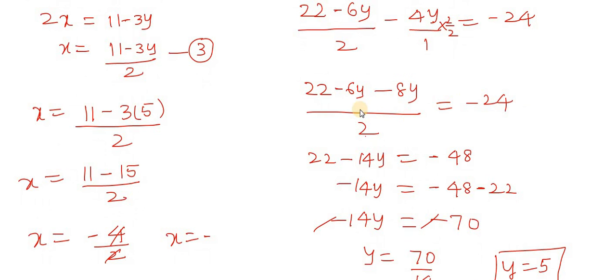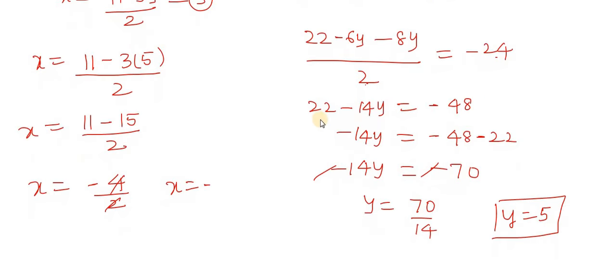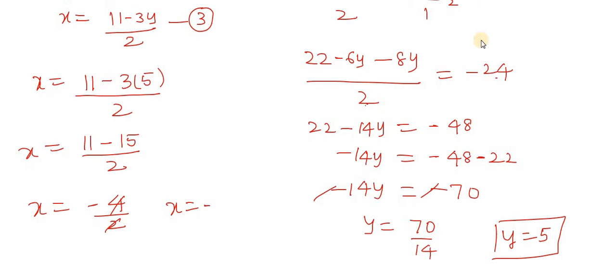Now cross multiply this. 22 - 6y - 8y, that is -14y, and 2 into -24 is -48. Then 22 transposed to the RHS becomes -14y = -48 - 22. So -14y = -70, since 48 and 22 make 70. The minus signs cancel, so y = 70/14. Simplifying 70 by 14, we get y = 5.